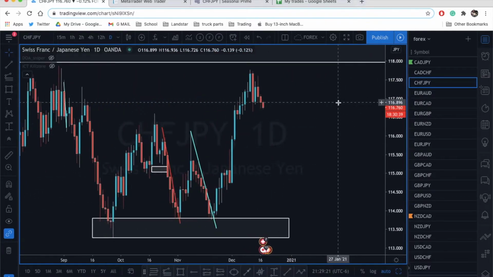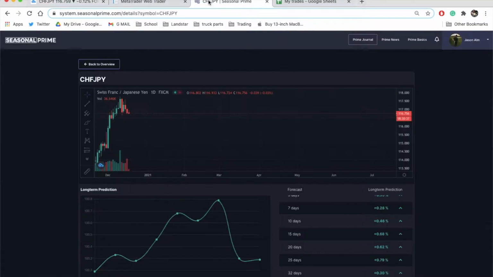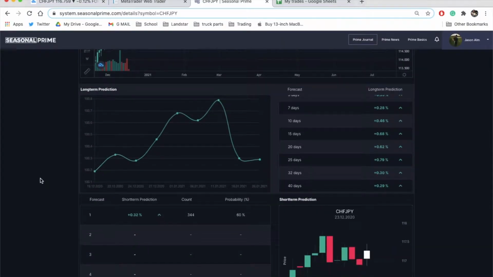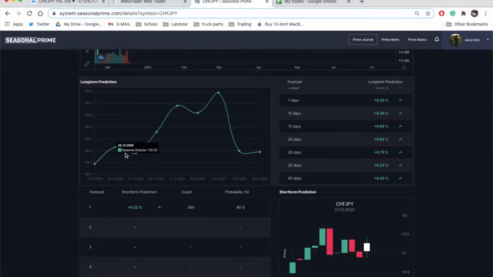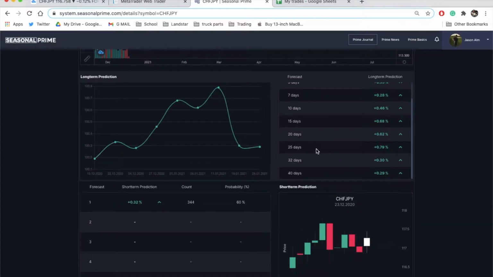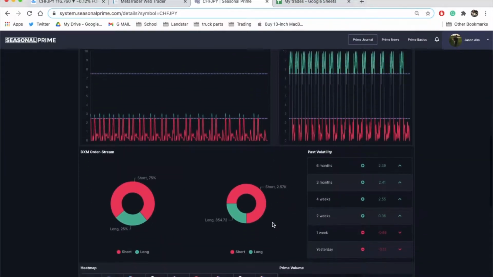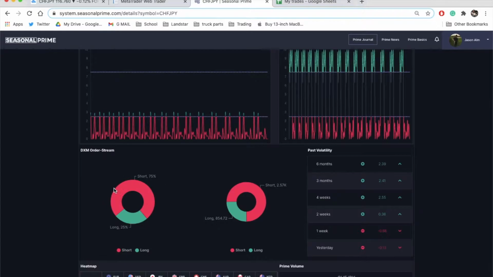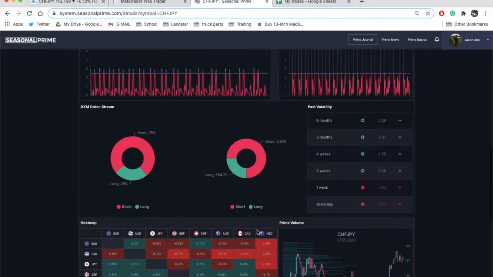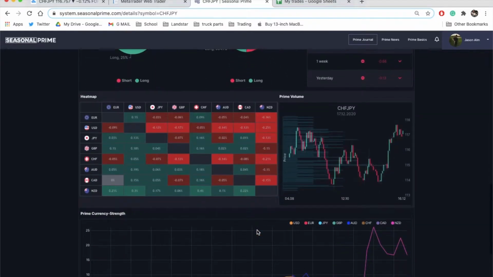So we're going to take a look near the seasonal prime, see what we got. We can see that we got a nice bullish trend coming out of this and a nice dip down after about day 25 to 32. We got a dip down. So we're going to be looking for a long position. We can see we got a lot of short accumulation coming in on the order stream. So that's another reassurance for me to go long.